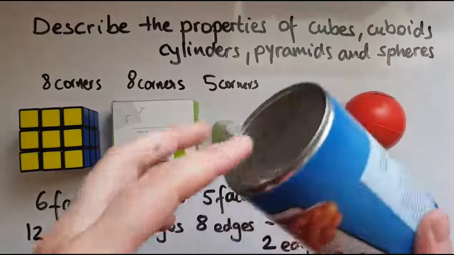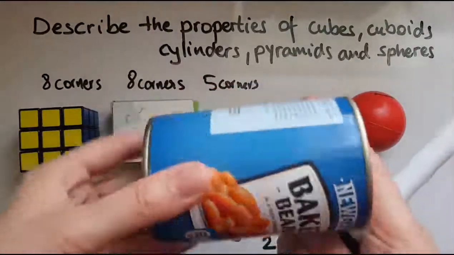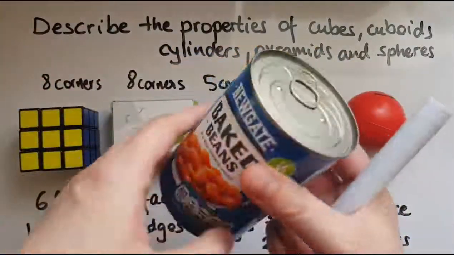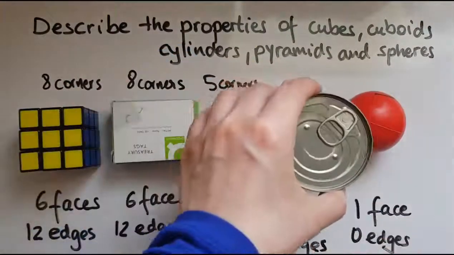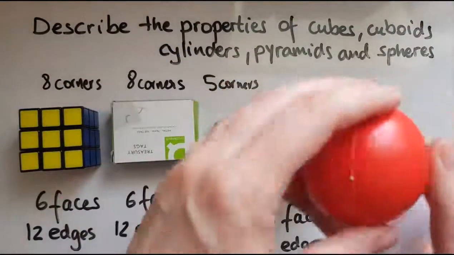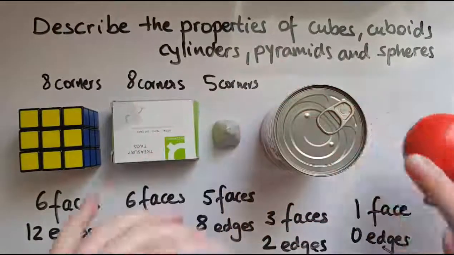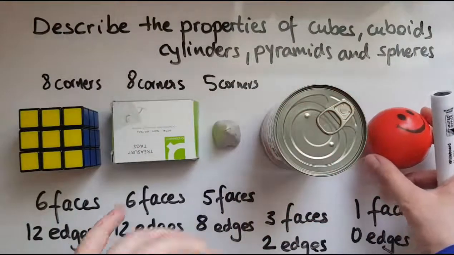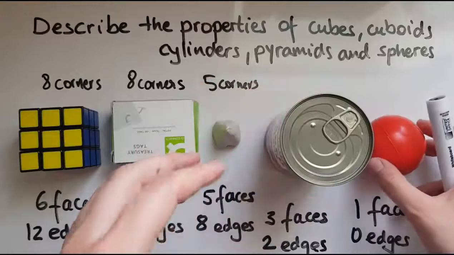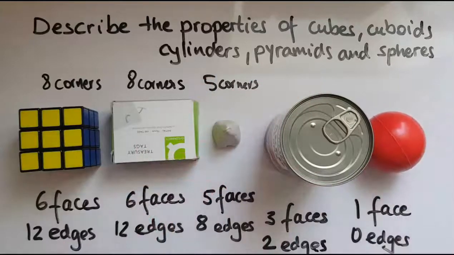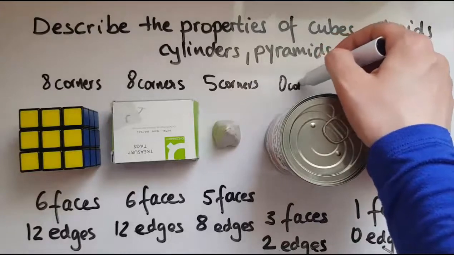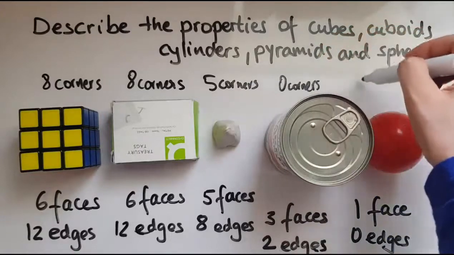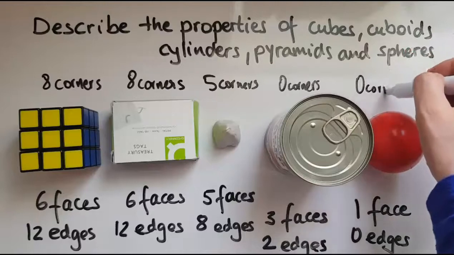In a triangular-based pyramid, it'd be 4 of them. Do we have any corners in a cylinder? No, we don't have any corners at all. And there is none in the sphere as well. Like the corners of a room. So 0 corners and 0 corners.